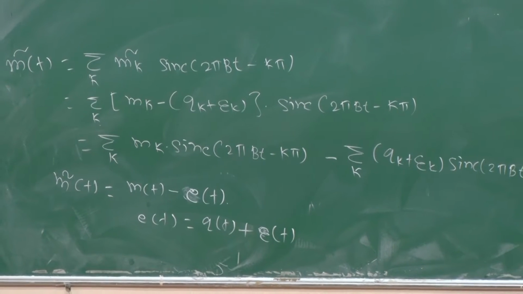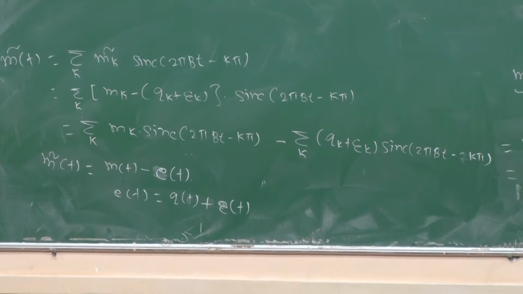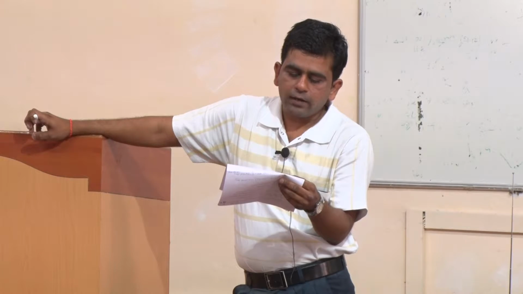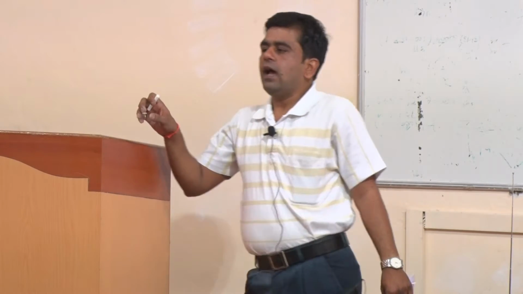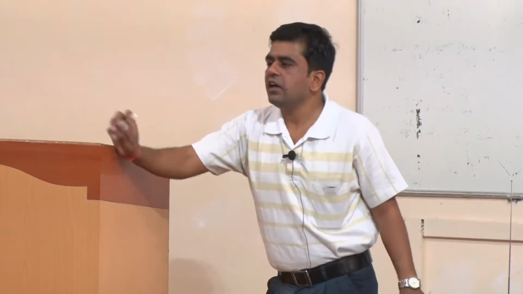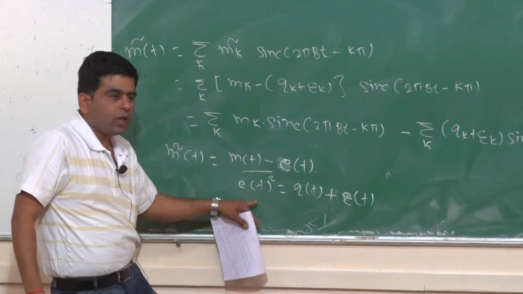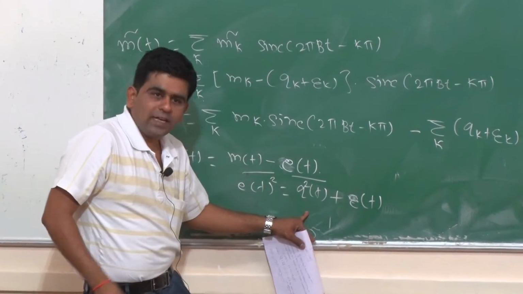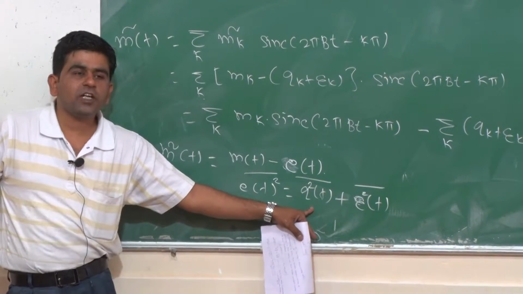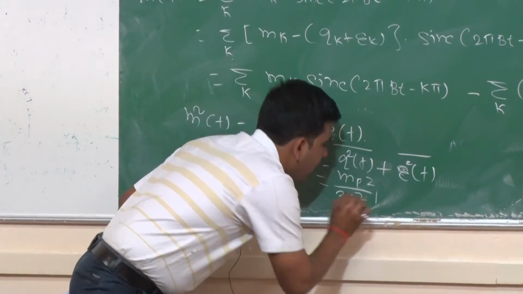Write down e(t). As the process is wide sense stationary, the mean square value of the process is the same as the mean square value at any instant. So here the mean square value of this error is equal to the mean square value of quantization error plus the mean square value of detection error. The mean square value of this quantization error is given as m_p squared divided by 3L squared.